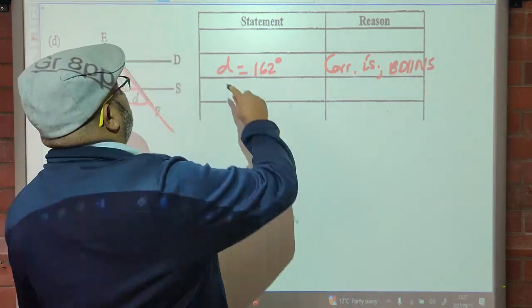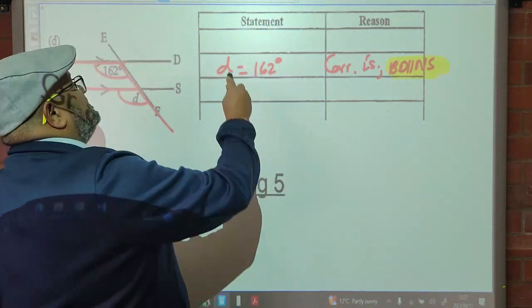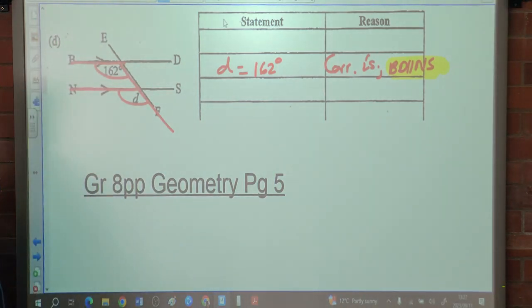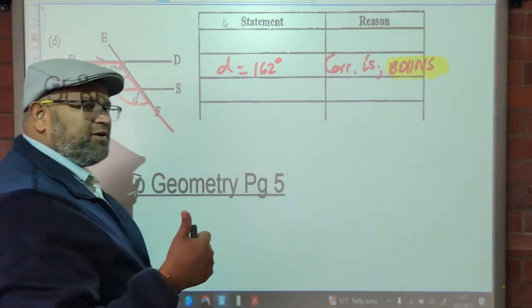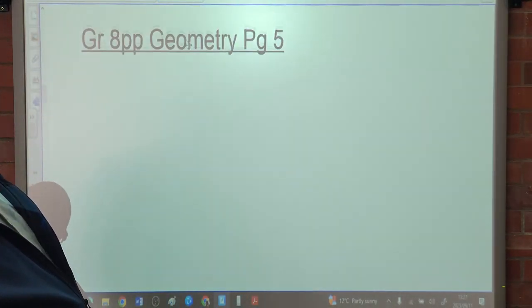People, if you're going to leave out the lines that are parallel, you will lose the reason mark. Okay? So you must write which lines are parallel for corresponding, alternate and co-interior angles. Okay.